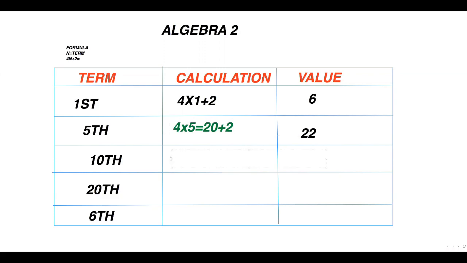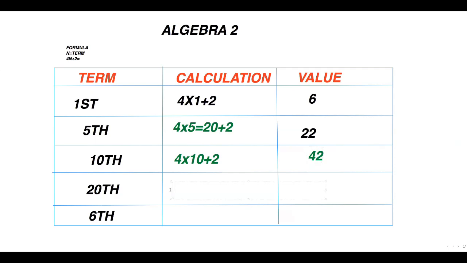So then we have 4 times n. So n is 10. What we're going to do is 4 times 10, which is 40, plus 2, which should give us 42. Okay, so pause the video and I want to see if you could do the last two by yourself, and then unpause the video.